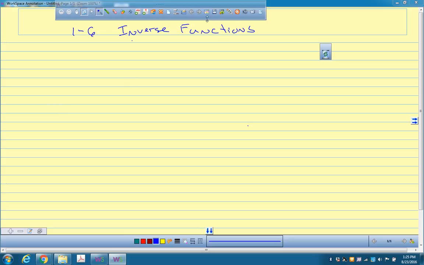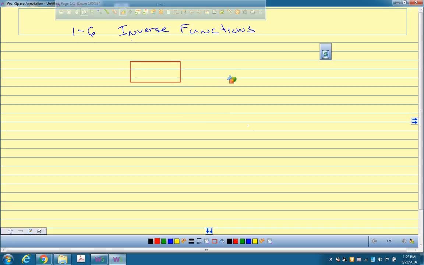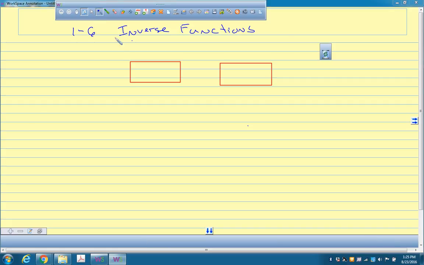While that screen comes on, I'm gonna draw some stuff. I like to draw pictures. There's a box. We'll draw a box here. There's a box here. This is 5.2. F of x. F inverse of x. Okay.